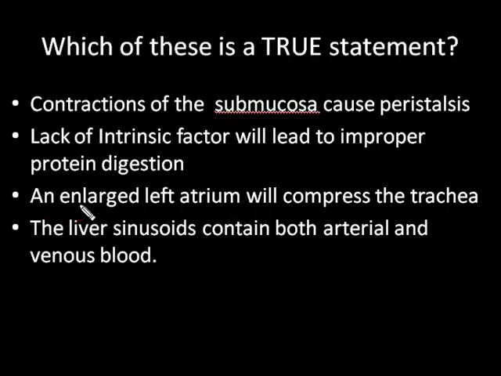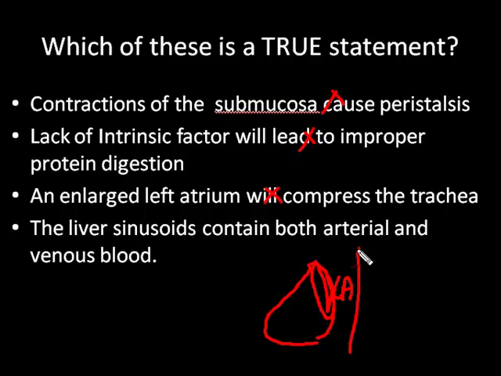Let's look at this one. An enlarged left atrium will compress the trachea. This also is incorrect, because an enlarged left atrium will compress the esophagus. So if you look at the heart from the side, and if I draw the heart, this part here is the left atrium, and here is the esophagus, which lies behind. The trachea divides into its two bronchi way higher up. So if this is enlarged, this will compress the esophagus and cause dysphagia. So therefore this statement is false.